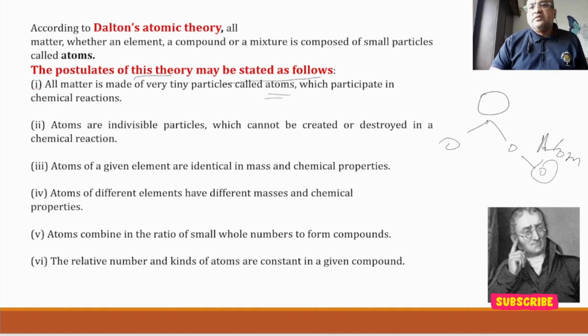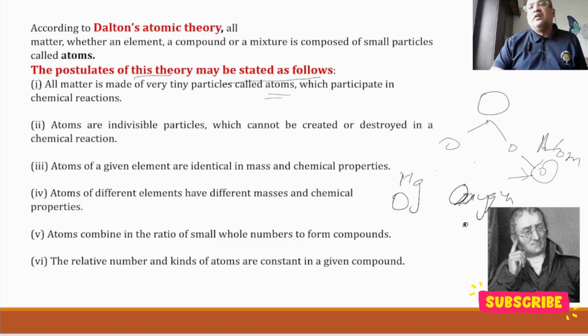Atoms are indivisible. We cannot divide them further, and they can be neither created nor destroyed. Atoms of a given element are identical in mass and chemical properties. So for example, an atom of magnesium will be unique, and an atom of oxygen will be unique too. Atoms of magnesium will be similar to each other and atoms of oxygen will be similar to each other. Each will be of one kind.